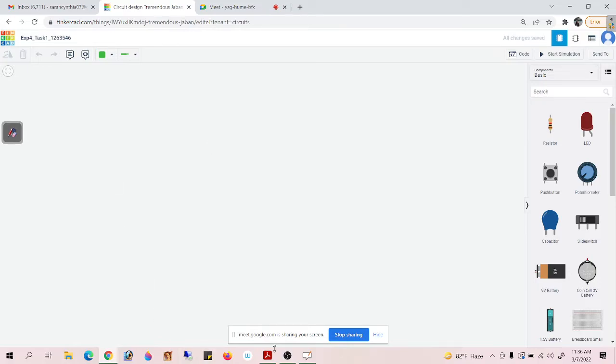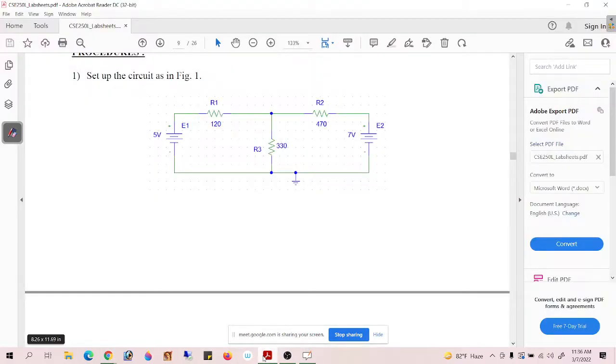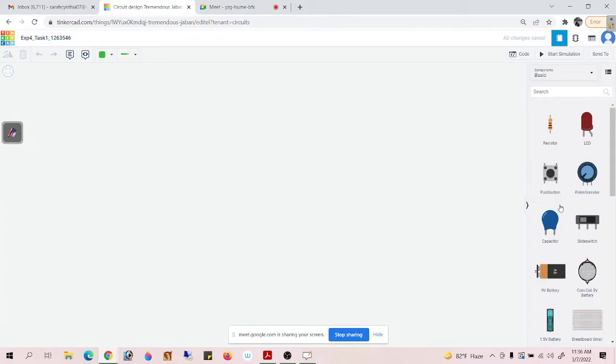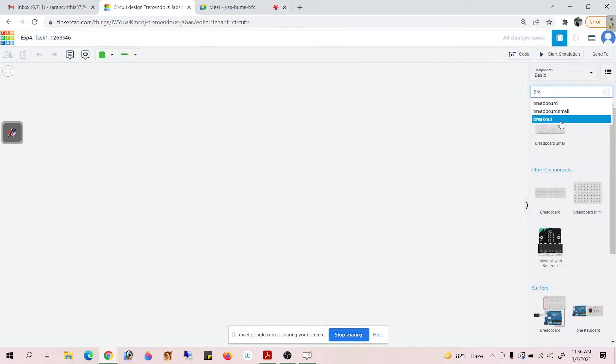So let us have a look at the circuit again, and please let me know what components we need in this particular experiment. One breadboard, two power supplies, and three resistors. Very good. So we need one breadboard, three resistors, and two power supplies. Can we all bring them from the library? Breadboard. Like always, we will be using the small breadboard because the circuit isn't that big.